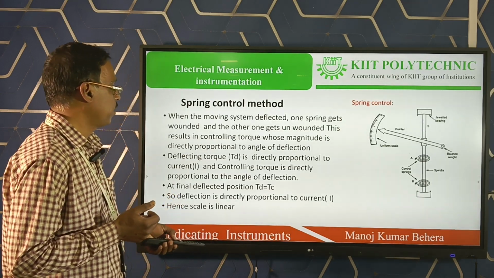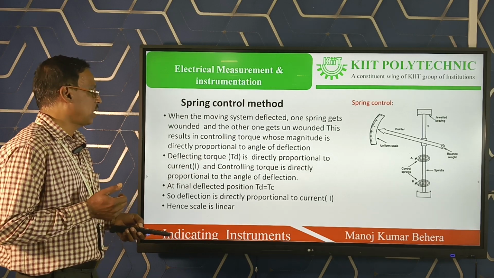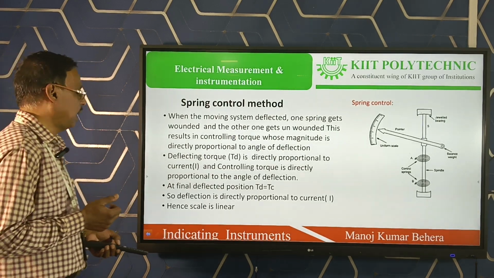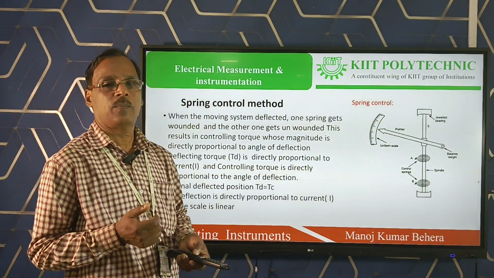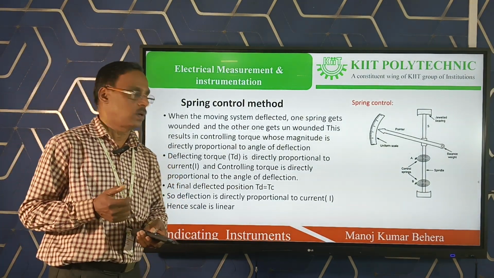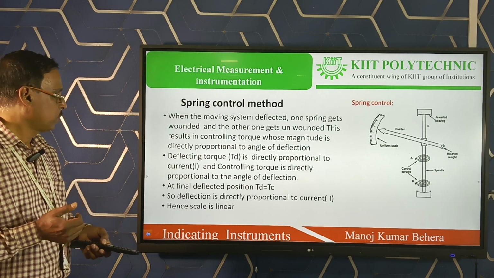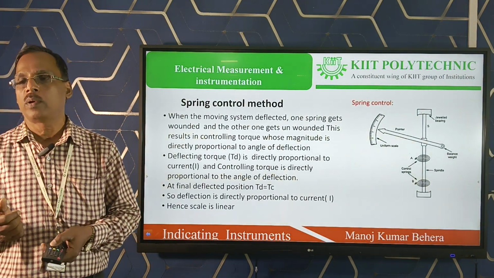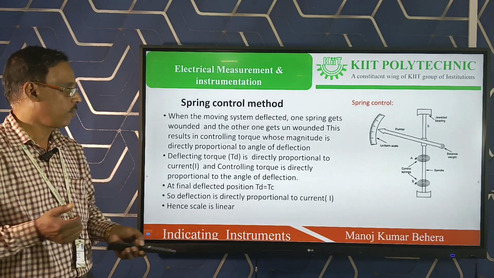See here, deflating torque is directly proportional to current and control torque is directly proportional to angle of deflection. At the final position, deflating torque is equal to the control torque, and in a spring control instrument, we can provide a linear scale.